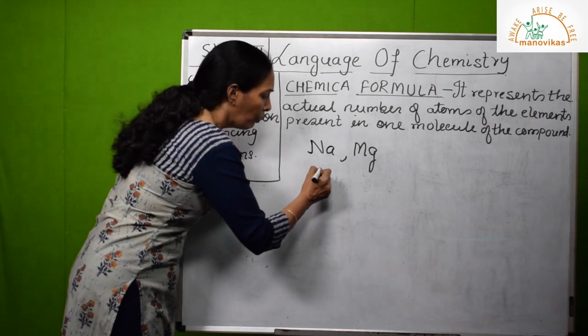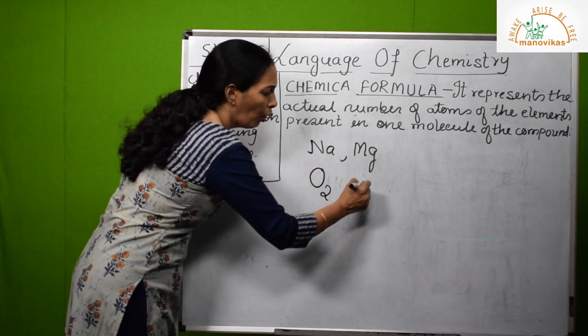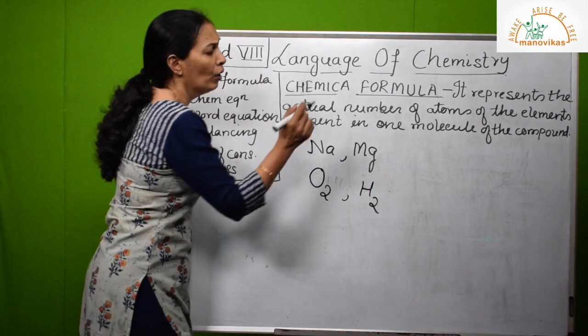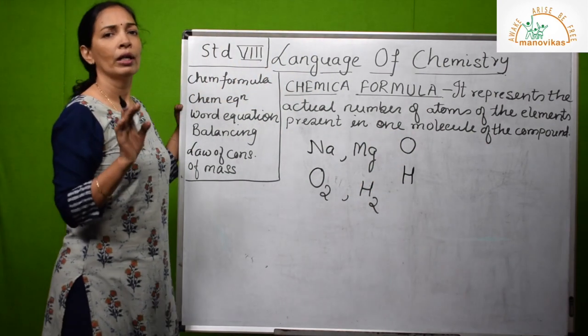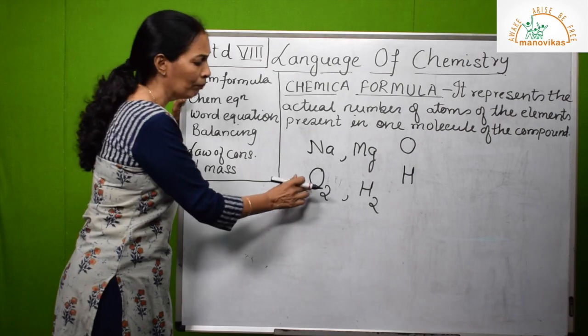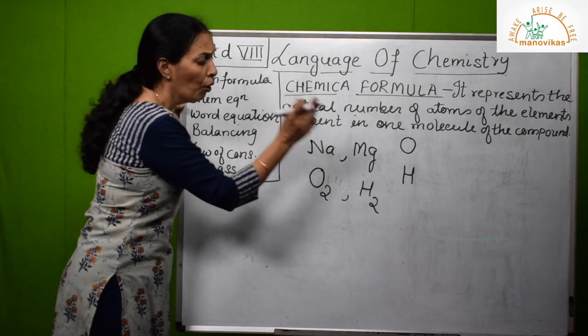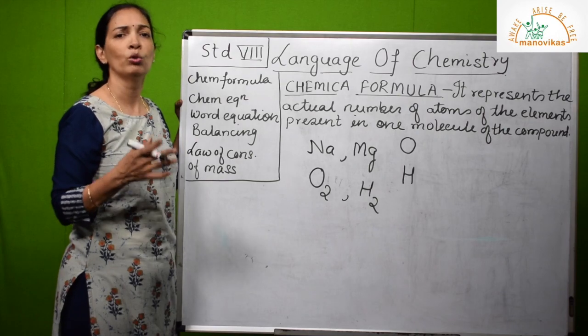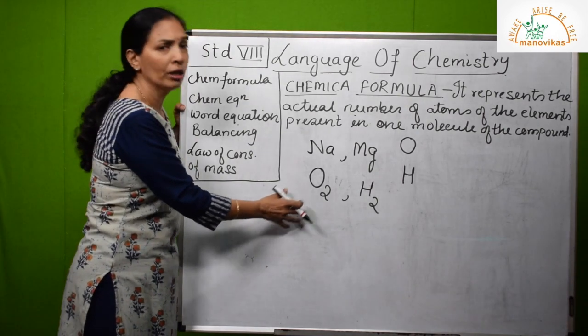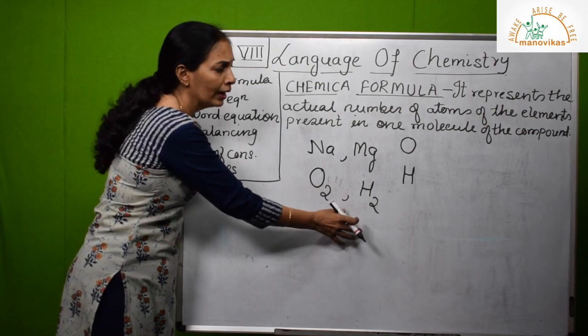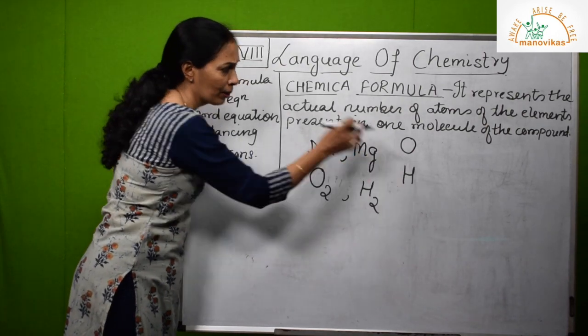Okay. If we are writing O2 or H2, here you see that oxygen and hydrogen single atoms cannot exist independently. So they make a molecule O2 or H2, similarly N2, Cl2. So this is their molecular formula. So in an equation, we write O2 or H2 instead of O and H.